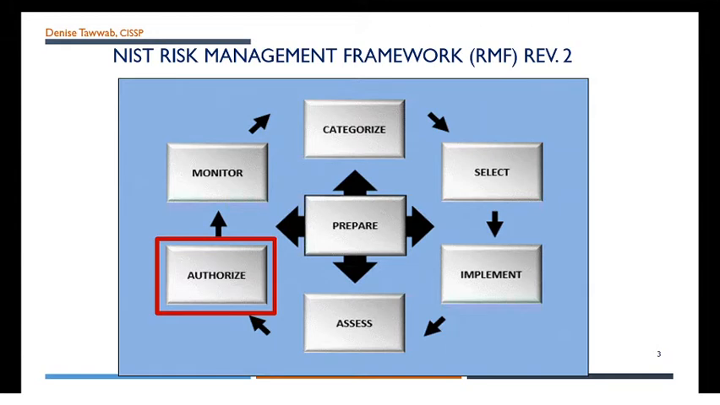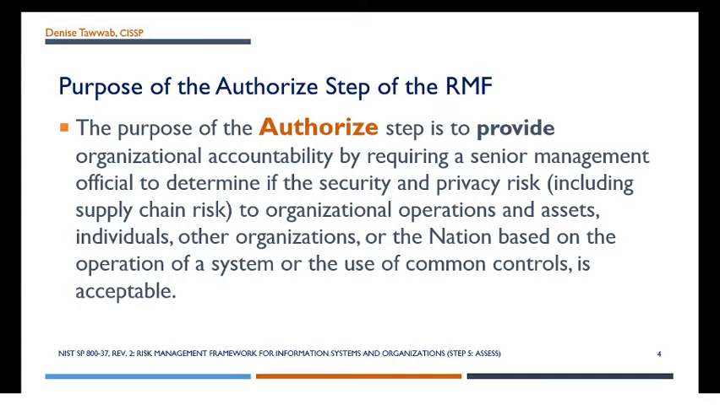Just to give you some positioning, these are the steps in the NIST Risk Management Framework Revision 2, starting with the prepare step, then categorize. We categorize the system and the data. We select the controls. We implement the controls. We assess the implemented controls. And then the system is authorized, and that is the step that we're on now. And then the next step will be the monitor. But right now we're on the authorized step.